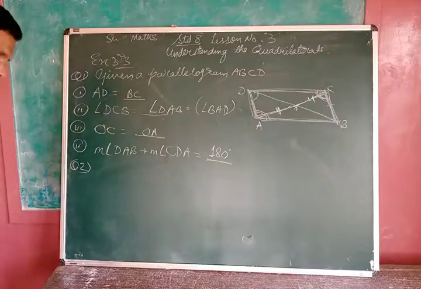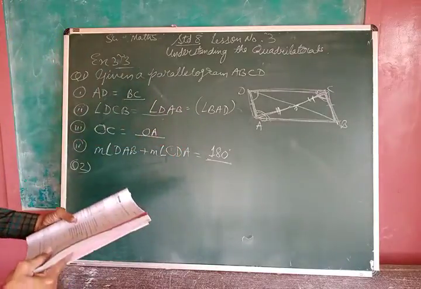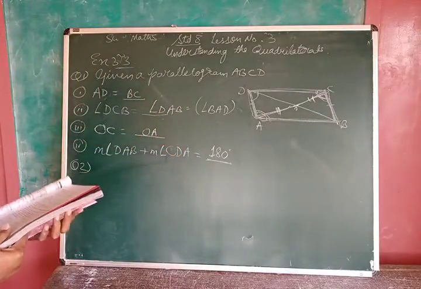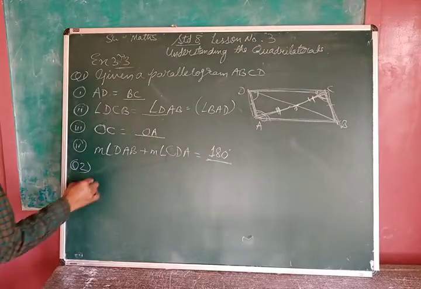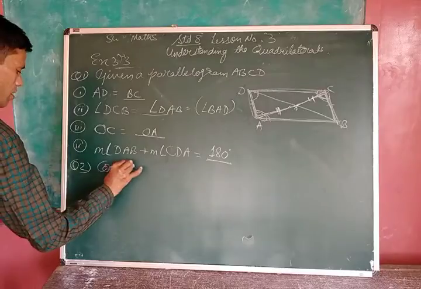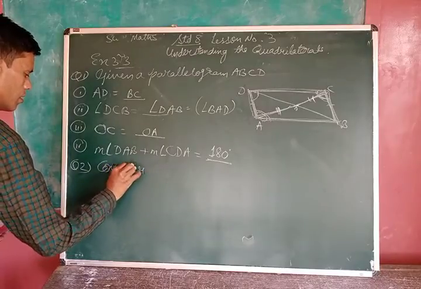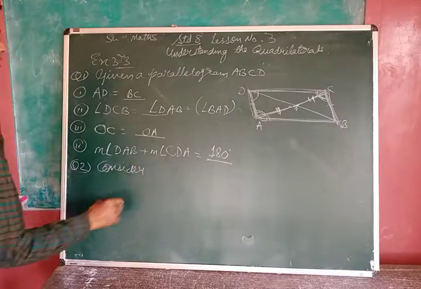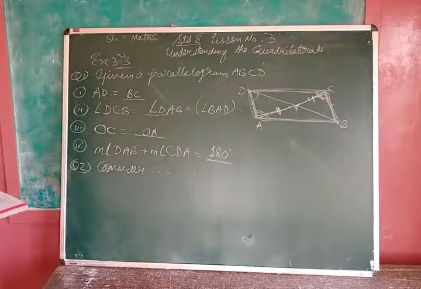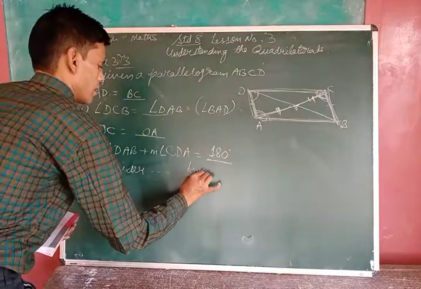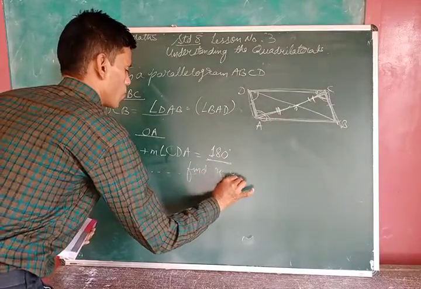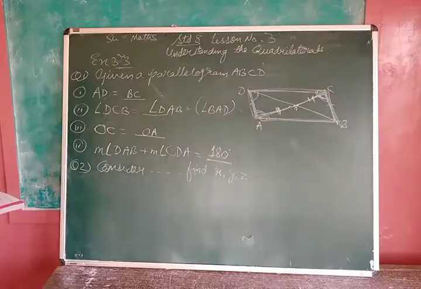Question number 2, I am explaining. Here, consider the following parallelograms. Find the value of x, y, z. This first one I am explaining. Consider the following. The full question I am not writing. You have to read from the textbook. The first one says we have to find x, y, and z. The value of x, y, or z, any one or all three.